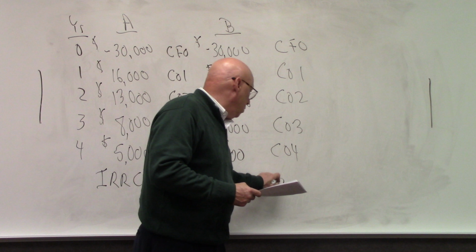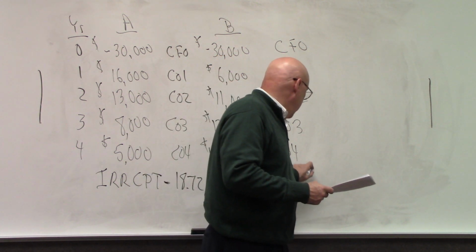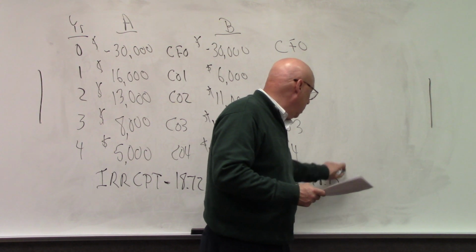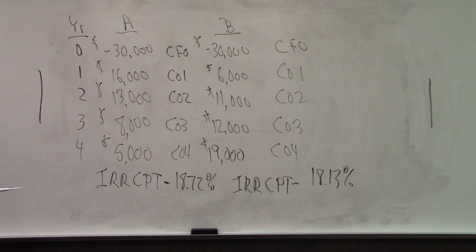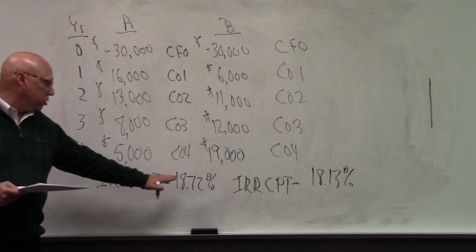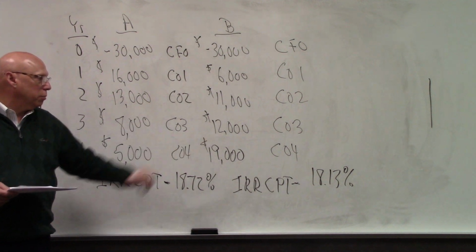IRR compute equals 18.13%. So, according to the internal rate of return calculations, you choose Project A. It has a higher rate of return than Project B.